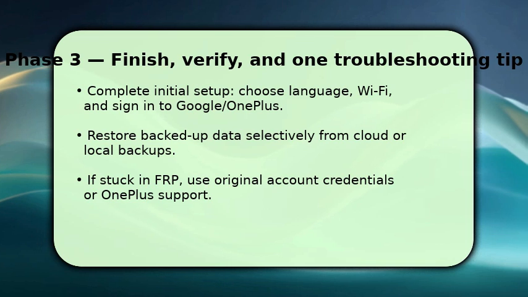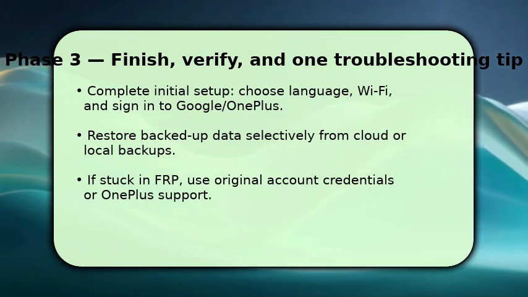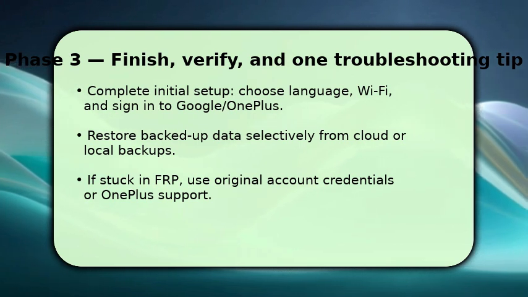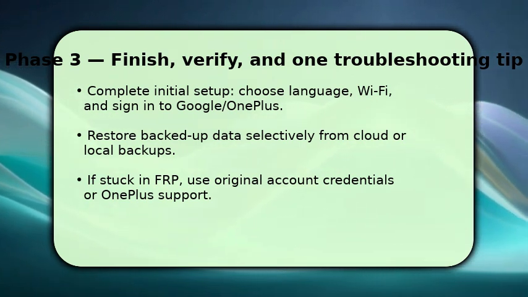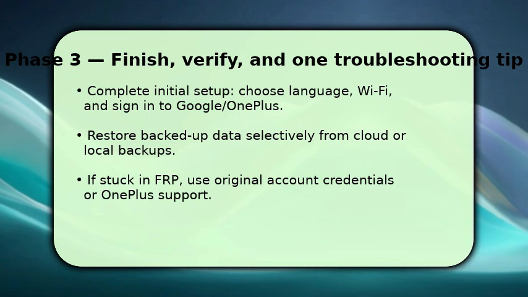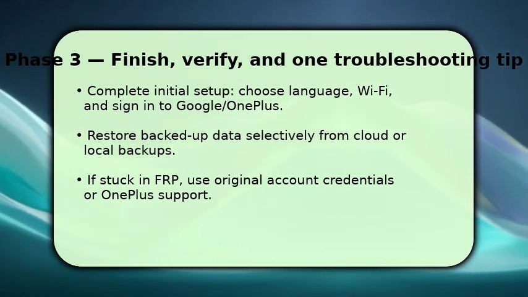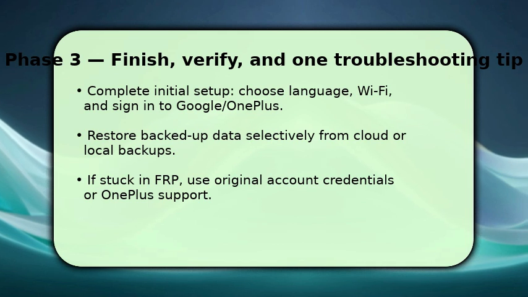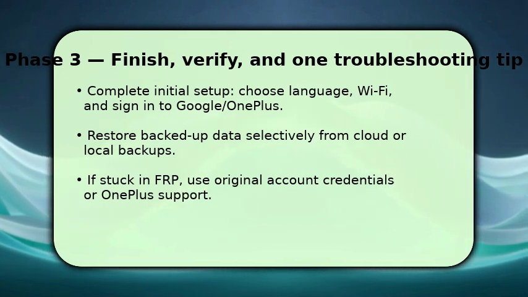Make sure automatic restore is enabled so contacts and app data return. If the phone asks for previous account credentials and you don't have them, that's factory reset protection. Enter the original account or contact OnePlus support for verified help. If the device boots slowly, give it a full charge and restart once more to stabilize.